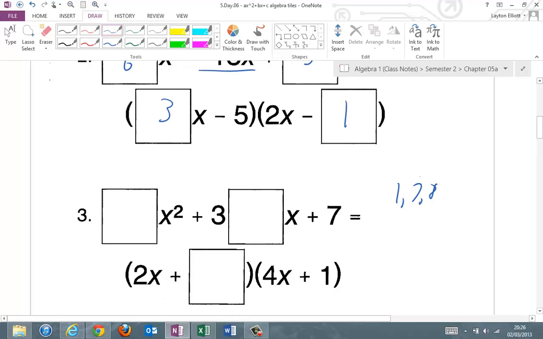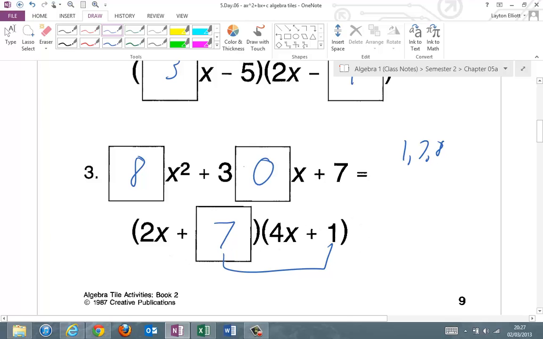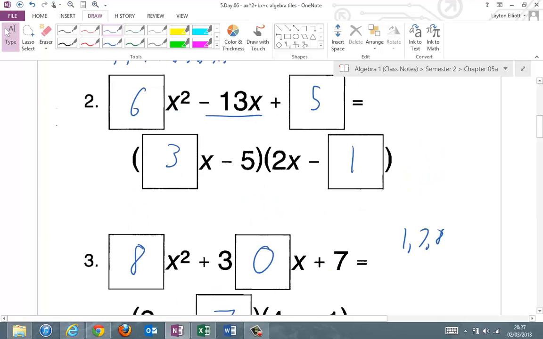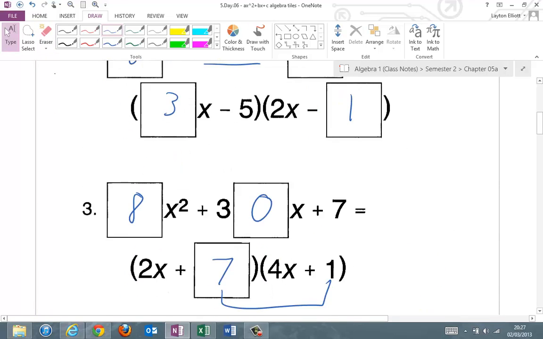Okay, well, this now looks kind of obvious that this would have to be a 7 here, because 7 times 1 is 7. And that gives me the rest of it. First would be 8, and then 28 plus 2 is 30. Is that right? Oh yeah, we already used the 1. It was the 0 I needed. 0, 7, and 8. Okay, that works.